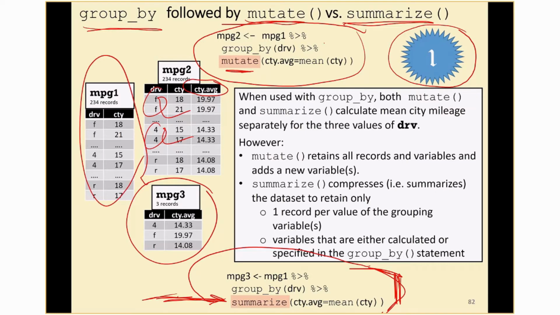is, okay, how many records are we going to have? We're going to have one record for each level of the grouping variable. So if we group by drive, we're going to have only 3 records corresponding to the 3 different levels of drive. How many variables are we going to have? The only variables that are going to be present are those that are either specified within the grouping function, so we're going to have drive, or produced by the summarize function, which means we're going to have city average. So those are the only 2 variables that we're going to have.